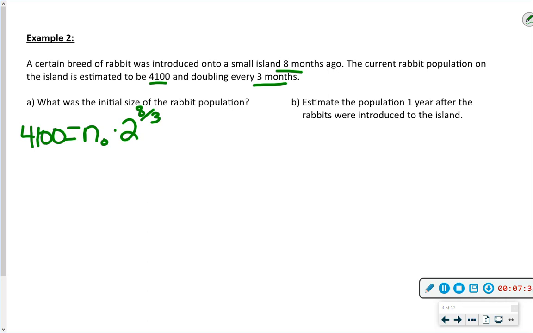So to get your n sub 0, we're just going to divide off your 2 to the 8/3. And you're just going to punch it into the calculator. Punch that in and see what you get. Now, let's think about rounding. We're talking about rabbits. So what are you rounding to? I'd go whole number. It seems weird to have point whatever of a rabbit. Seems weird and gross, okay?